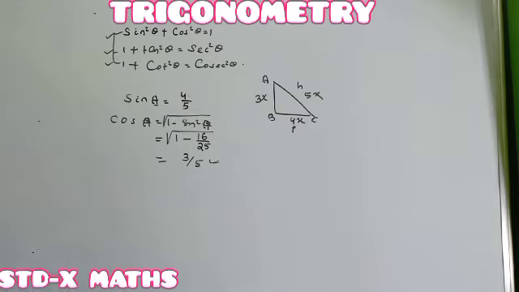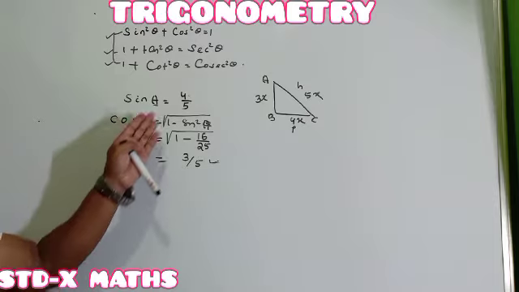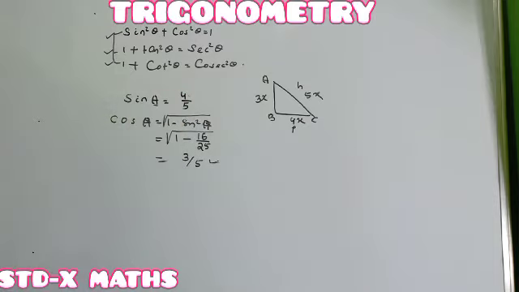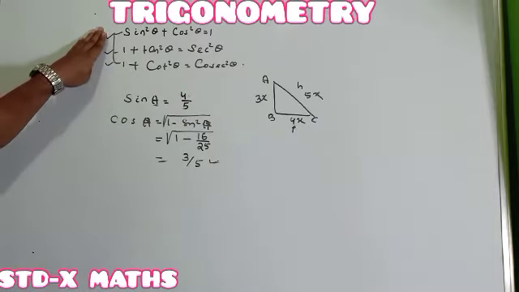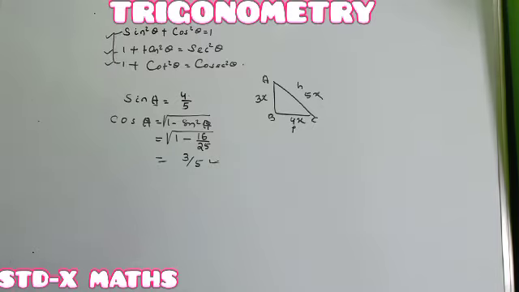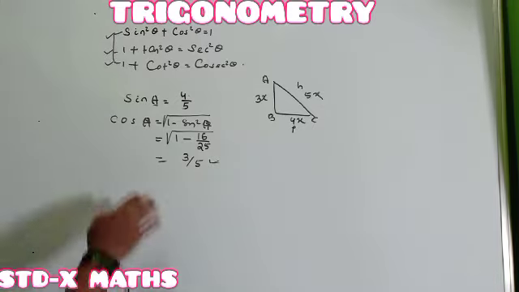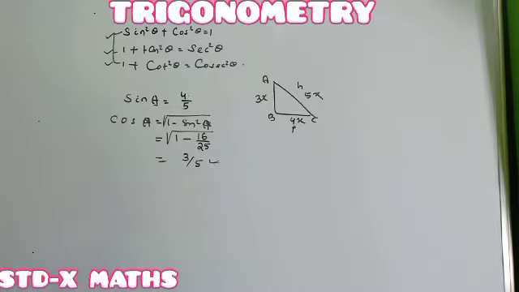So this helps us whenever one of the trigonometric ratios is given. By using our three trigonometric identities, we can find out the rest of the trigonometric ratios directly by applying this. Ready?